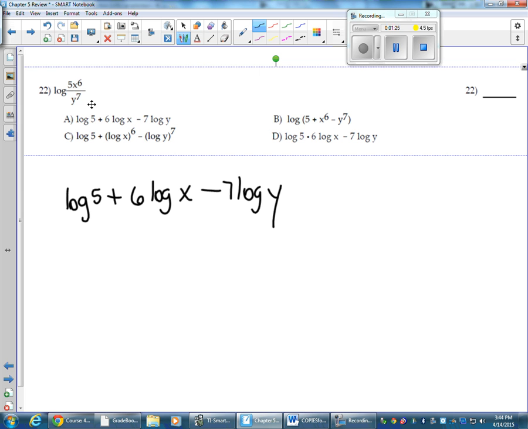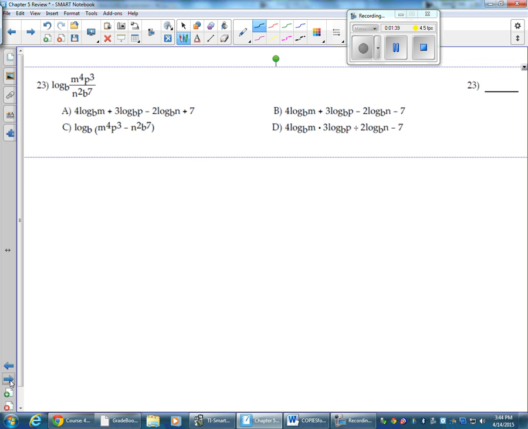It's not in this particular problem, but if you had been dividing more than one thing, I've seen that in problems before, you'd have to make sure both things were subtracted. So be careful about that. Anything on the top would be added, anything on the bottom would be subtracted, like this one.